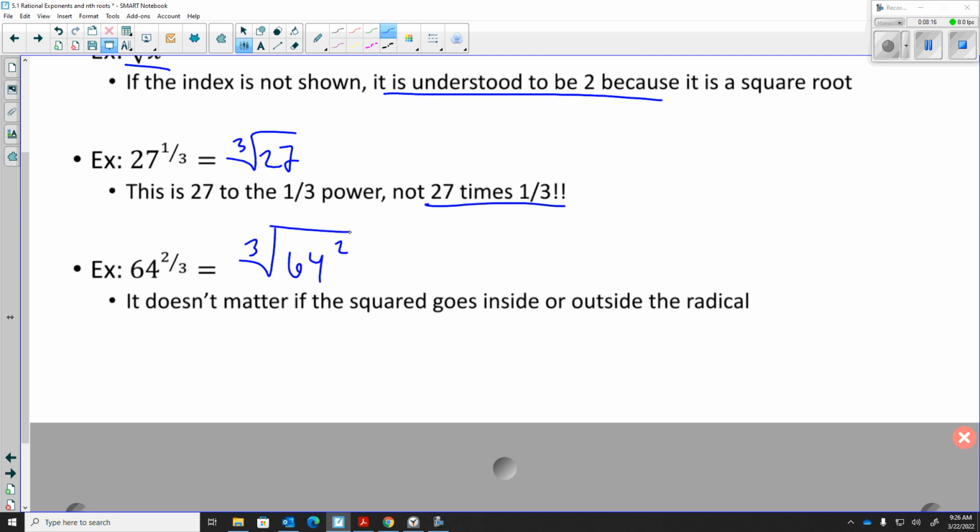Here's the thing. It doesn't matter if the squared goes inside or outside the radical. So it could look like this, or it could look like this. The square can be inside or outside of the radical. You guys understand what I mean when I say that? It doesn't matter. It'll be the same thing. So you could either do 64 squared and then take the cube root of that, or you could take the cube root of 64 and then square that and do the same thing. Okay? So, technicalities all over the place.